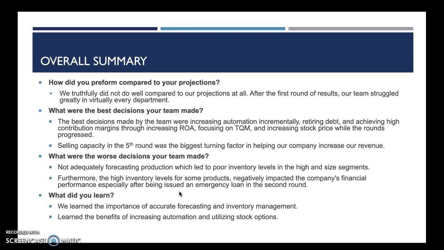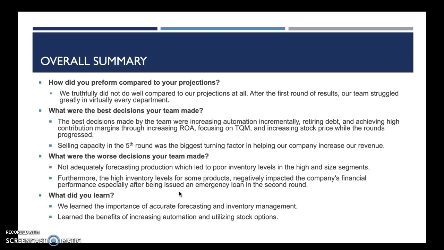The best decisions we made as a team were to automate incrementally, retire debt, achieve higher contribution margins that we saw consistently being achieved rounds 1 through 6, increasing our ROA, focusing on TQM, and increasing our stock prices every single round. Selling capacity in the 5th round was our biggest turning factor in helping our company increase our revenue, and as we noticed, it was the first round since the first round that we had positive profit revenue.